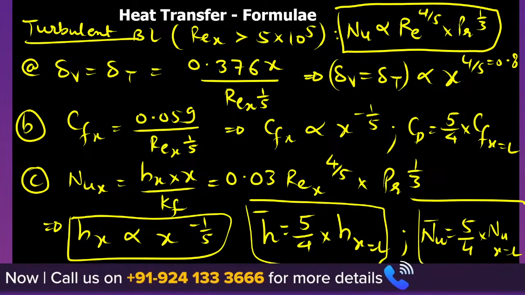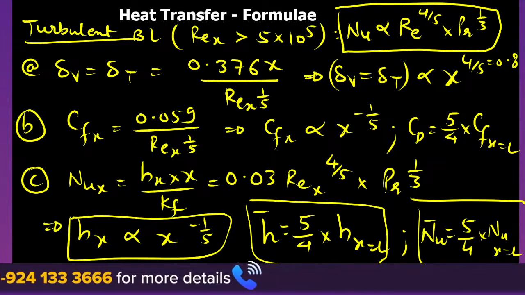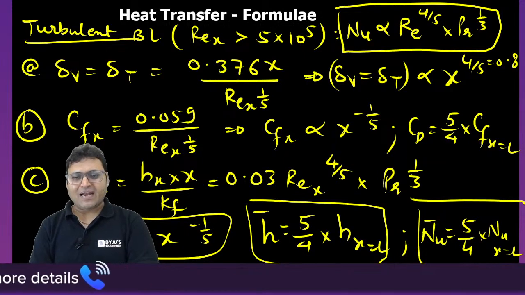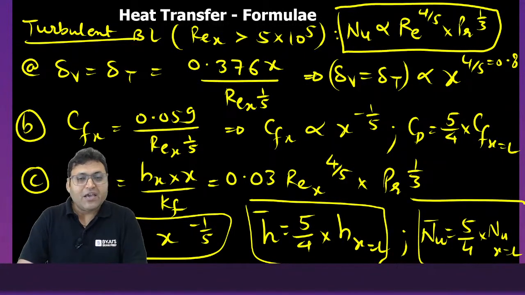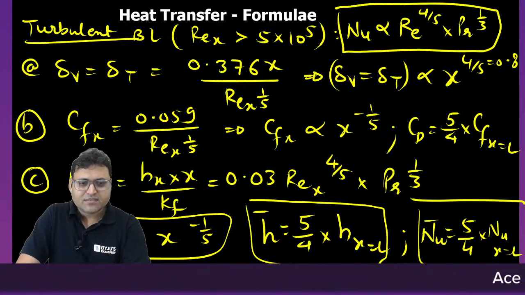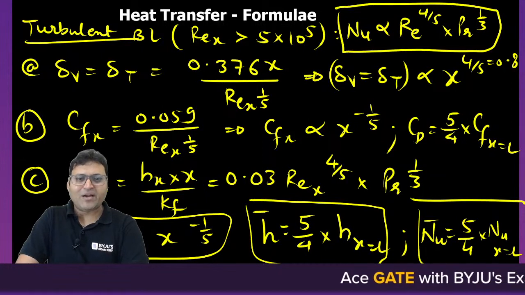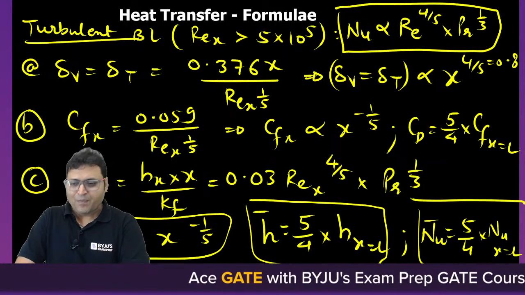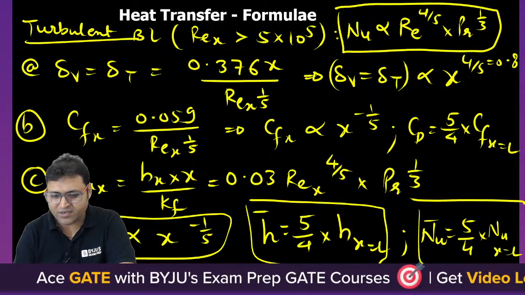Now let us move to the next. Is this clear? So it has nothing to do with the Prandtl number. The velocity boundary layer and thermal boundary layer have nothing to do with the Prandtl number if the boundary layer is turbulent, when the Reynolds number is greater than 5 into 10 to the power 5. B, C, D are the correct answers. Yes, well done, good.